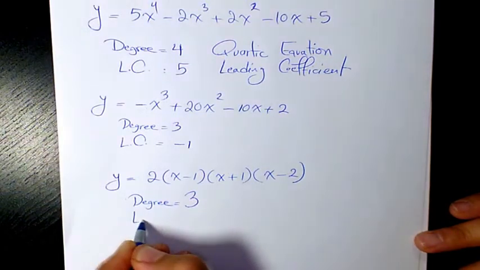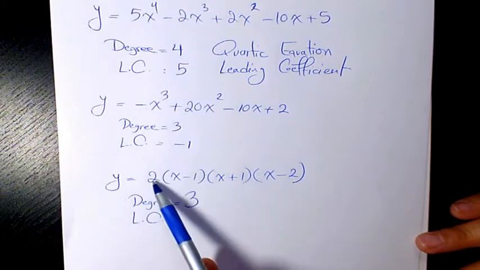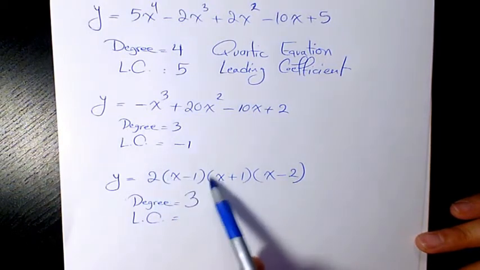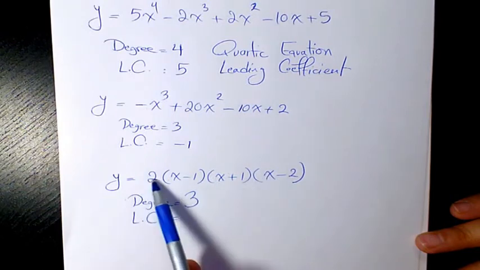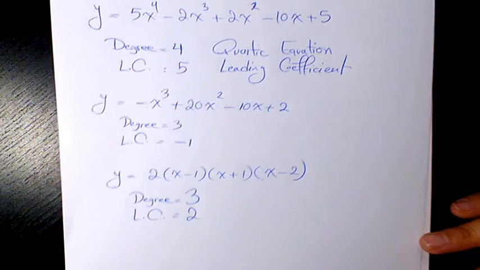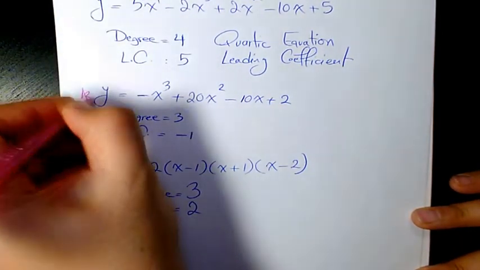Now let's find out the LC, or leading coefficient. Leading coefficient is going to be 2 times 1, because the exponent here is 1, exponent here is 1, exponent here is 1. 2 times 1 times 1 times 1 will be 2. Let's see another example.